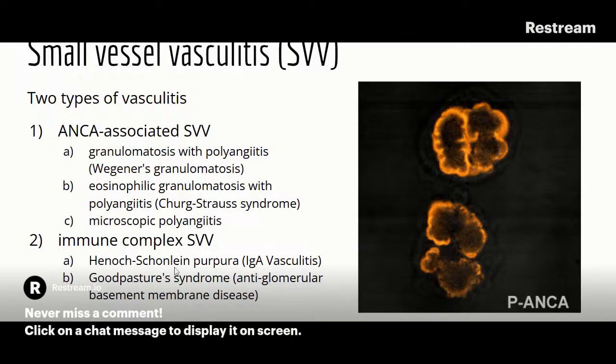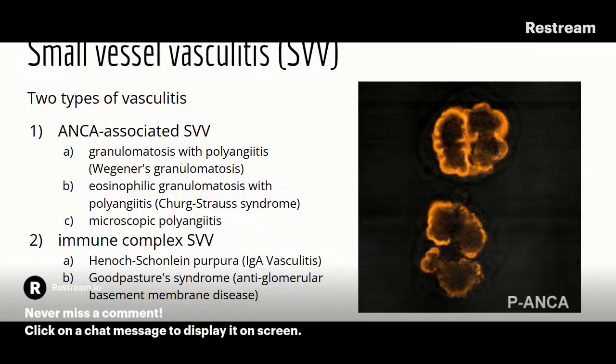And then you have immune complex small vessel vasculitis. So this is driven by some sort of immune process rather than an ANCA-driven process. And that's going to be things like your IgA vasculitis or your anti-glomerular basement membrane disease, Goodpasture syndrome. Either one of those two is going to be immune complex.